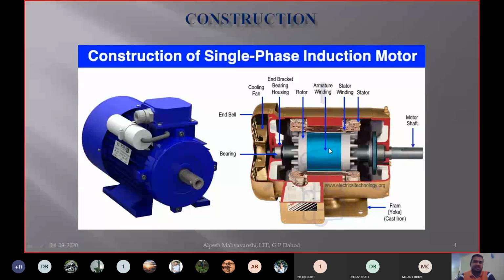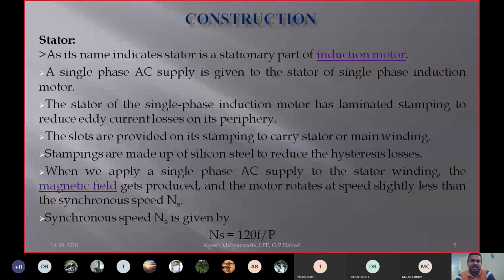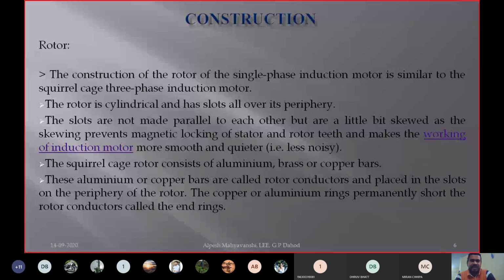As the rotor slots are made a little bit skewed, there is no magnetic locking between the stator's teeth and rotor teeth. So it protects against magnetic locking between the stator's teeth and rotor teeth, and this makes the induction motor more smooth. Smooth operation is given due to it.